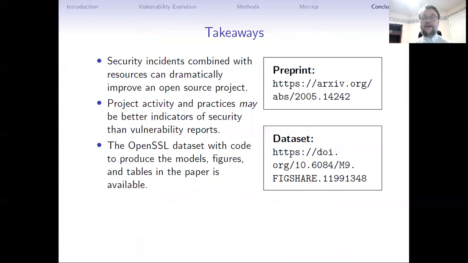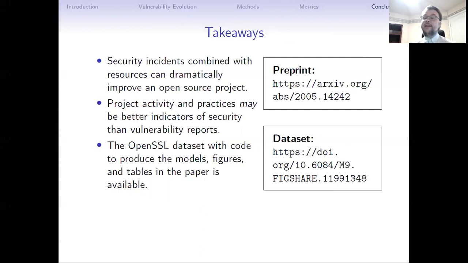So what are our takeaways from this? One, security incidents combined with resources can dramatically improve an open source project. And in fact, project activity and practices, as perhaps measured through the CII badge, may be better indicators of security than simply counting the number of vulnerability reports.